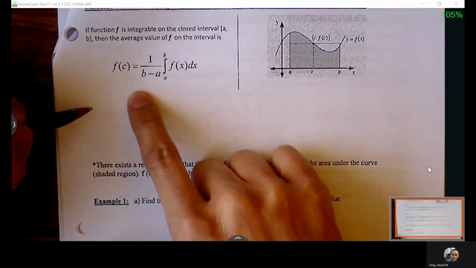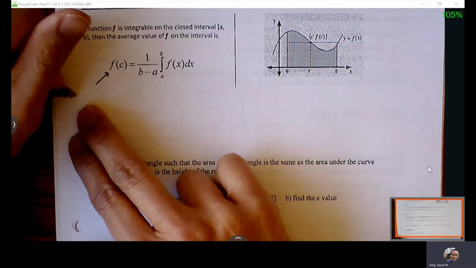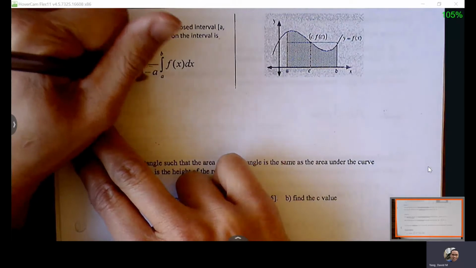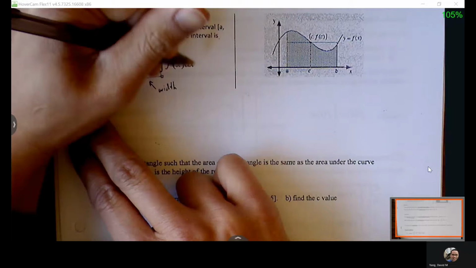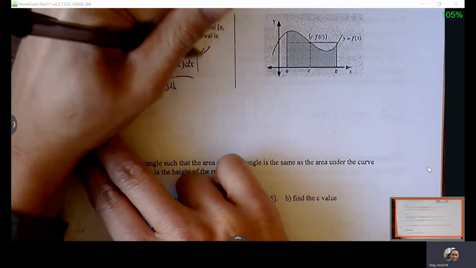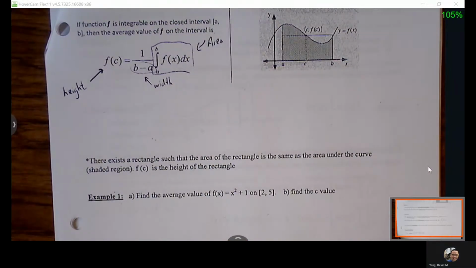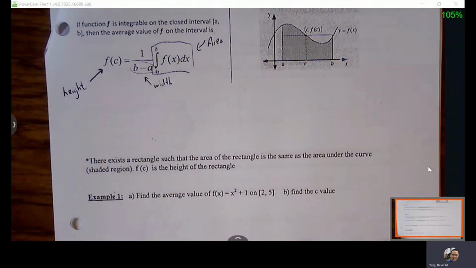So let me identify some of those parts for us here. F of c represents the height. The b minus a represents the width. And then the integral represents the area. I just want to show you that this looks messy, but it's really just rearranging the area formula of a rectangle. Okay, what's the area of a rectangle? Yeah, base times height, width times height.